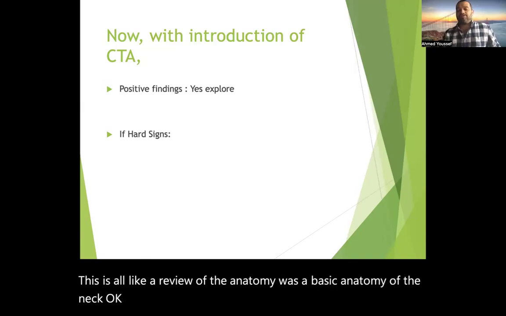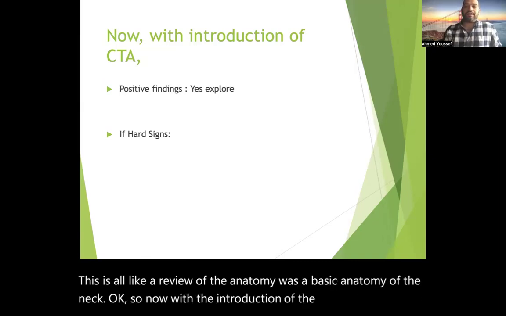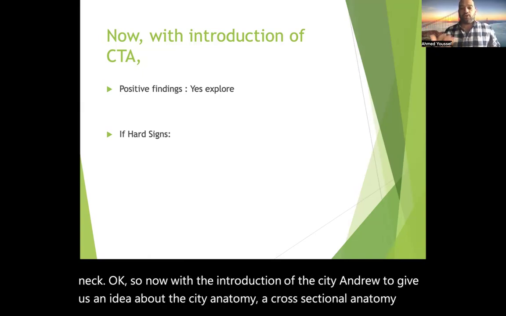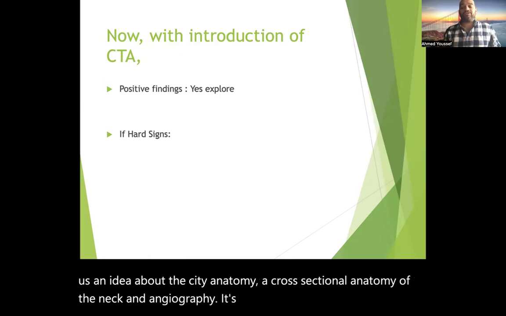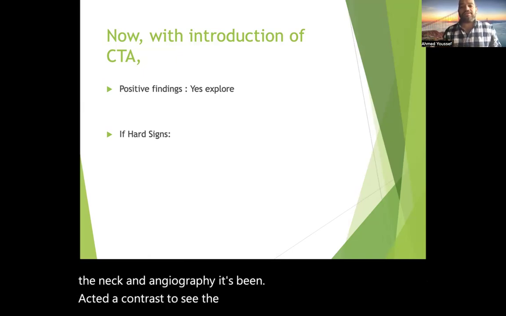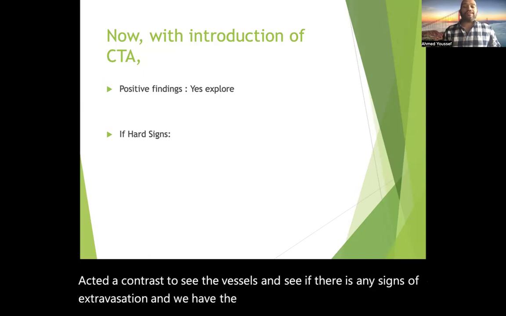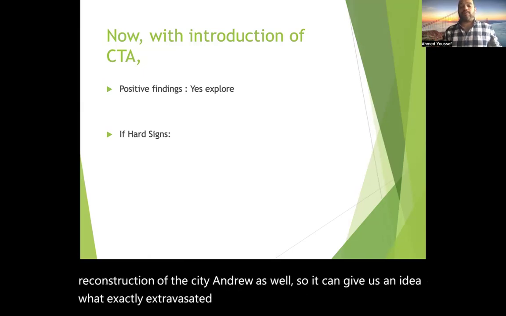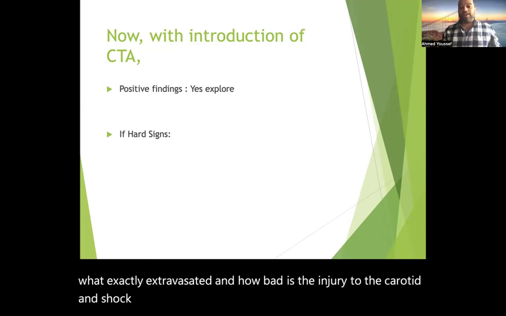Okay, so now with the introduction of the CT angio, which gives us an idea about the CT anatomy, a cross-sectional anatomy of the neck, and angiography, a contrast is injected to see the vessels and see if there is any sign of extravasation. And we have the technology of doing a 3D reconstruction of the CT angio as well, so it can give us an idea what exactly extravasated and how bad is the injury to the carotid and jugular. That gives us more information.